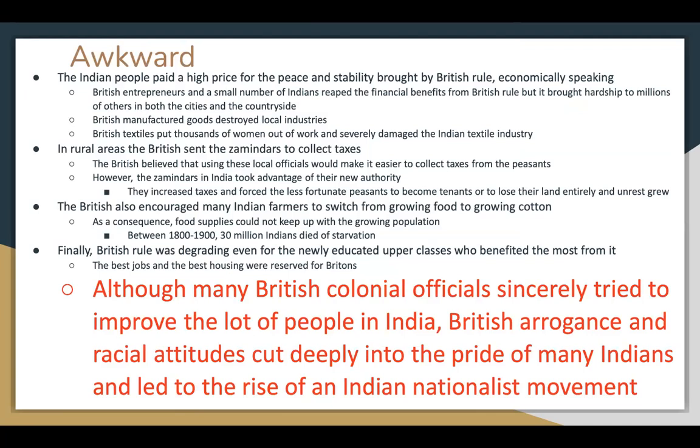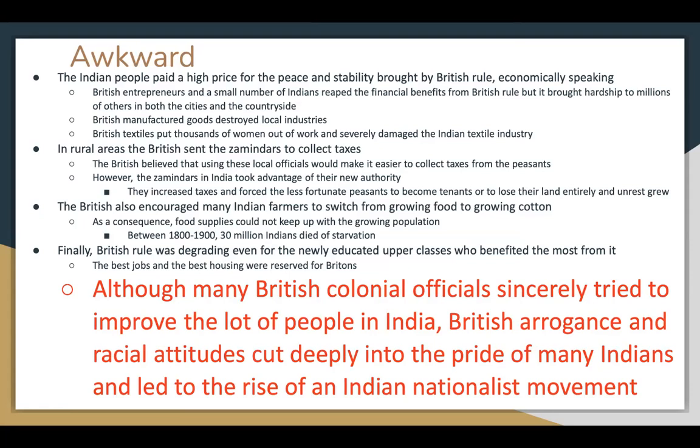Economically speaking, British entrepreneurs and a small number of Indians reaped the financial benefits from British rule, but it brought hardship to millions of others in both the cities and the countryside. British manufactured goods destroyed local industries. British textiles put thousands of women out of work and severely damaged the Indian textile industry.